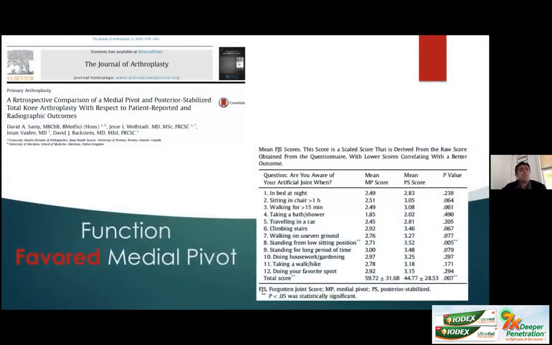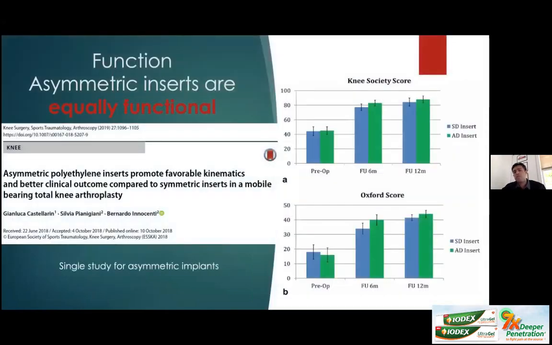Now, here are some other papers from Toronto, in Canada, which looked at this, Backstein's group, and they said that there was a slight favor towards a medial pivot design. Some patients seemed to like it better for some of the activities that they were doing. With regards to asymmetric designs and asymmetric inserts, there is only one study out there if you read the literature, and the function seems to be equal when it comes to symmetric versus asymmetric inserts. So again, no functional benefit.